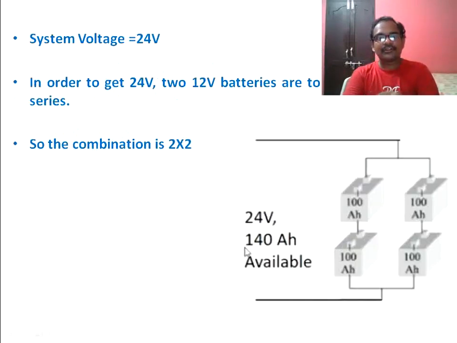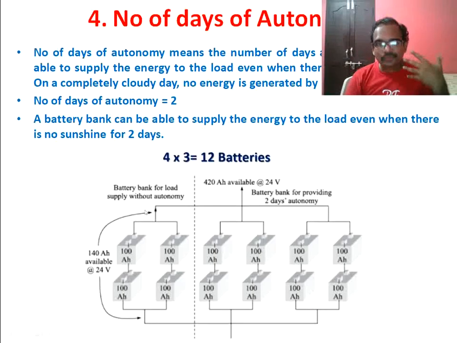For 3032.25 watt hours per day. In order to store this energy per day, we require 4 batteries like this. So we require capacity for 2 more days. That is, 2 more sets like this have to be connected in parallel. That's it. So in total, 4 into 3, 12 batteries are required.